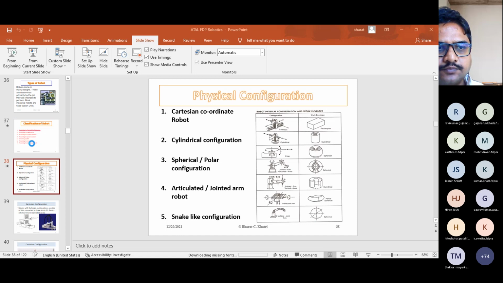So the classification is based on the configurations. I will discuss this part in the next upcoming sessions. We are going to focus on the configuration of the robot, so I will highlight this point.